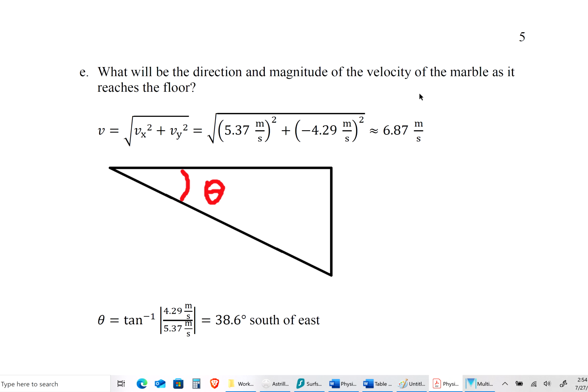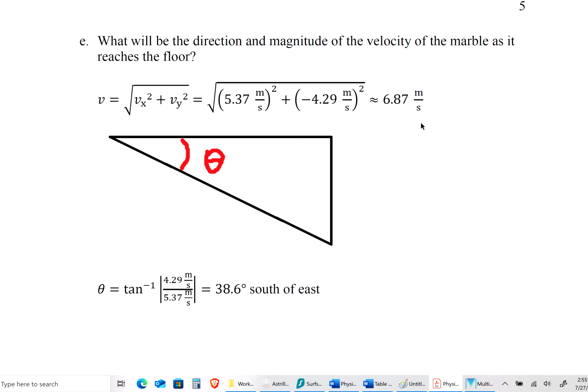Part E, what would be the direction and magnitude of the velocity of the marble as it reaches the floor? So V is equal to the square root of V sub x squared plus V sub y squared. This is the Pythagorean theorem, so right triangle. V sub x is positive 5.37. V sub y is negative 4.29.